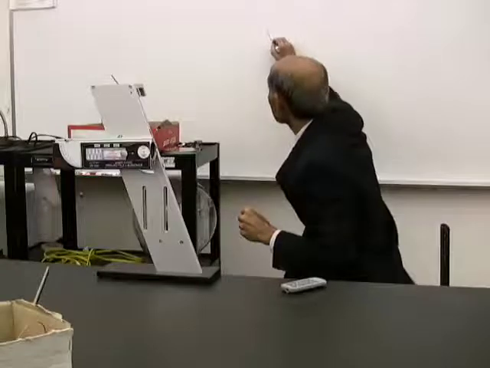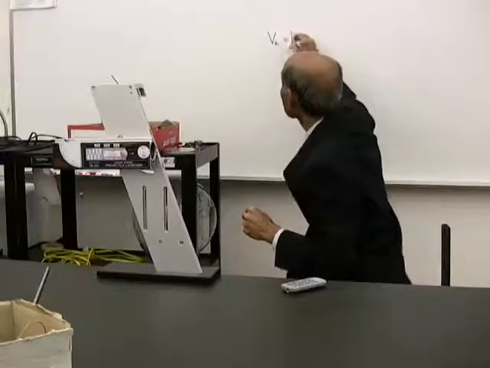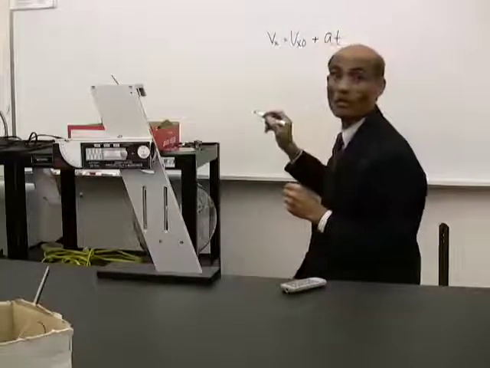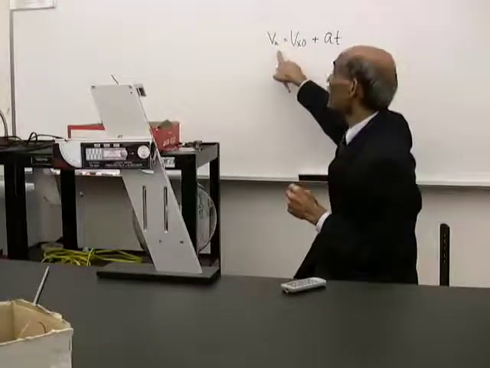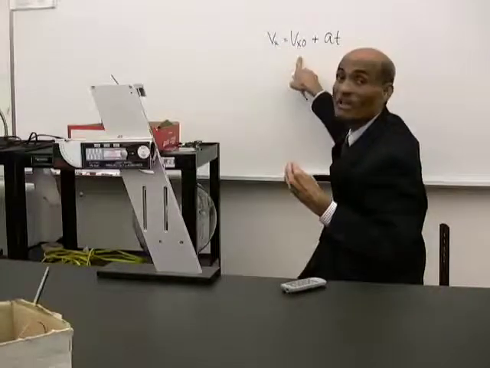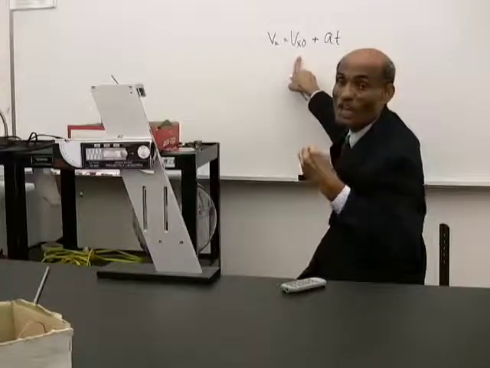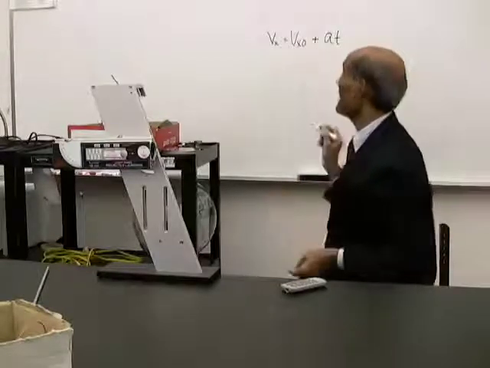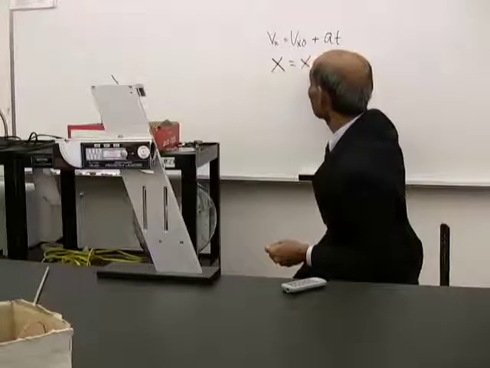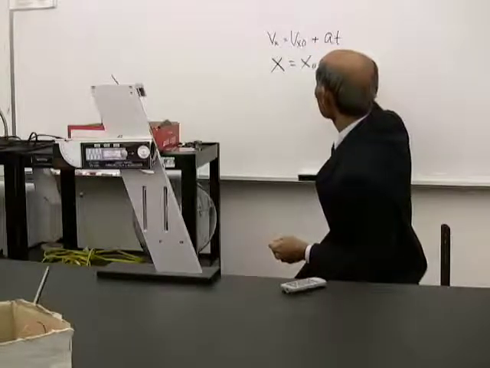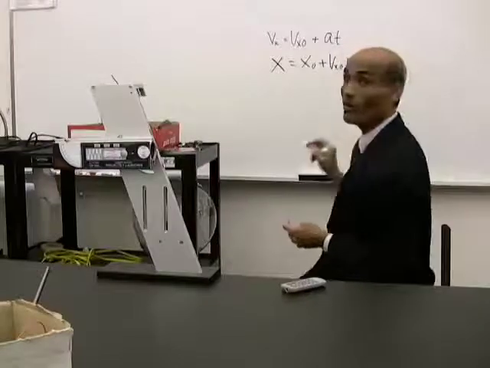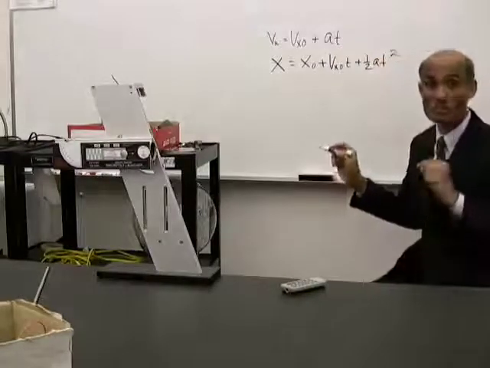The first equation will be Vx equal to Vx0 plus at. What does that equation mean? Vx is the x velocity at any given time, Vx0 stands for the initial x velocity, plus a times t. The displacement x is equal to x0 plus Vx0 t plus 1/2 a t squared. That is the displacement equation.